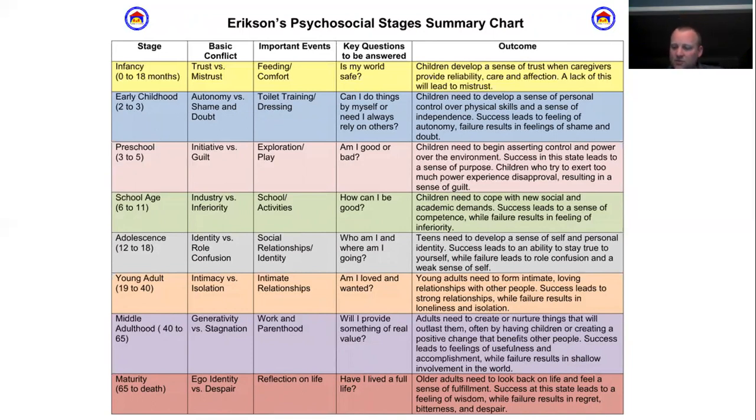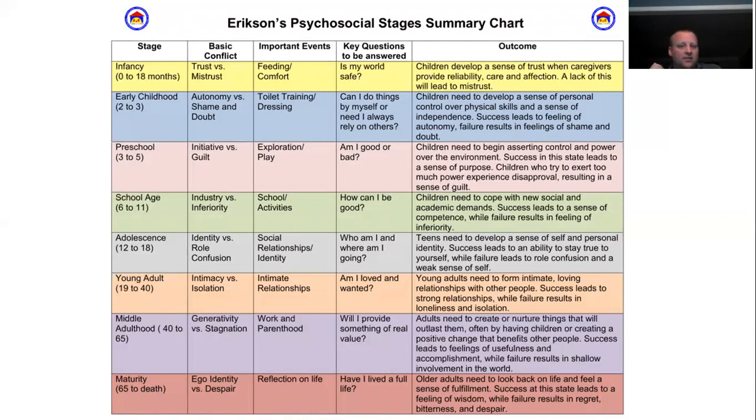This needed to be resolved, or it could become a weakness later on within your life. Now, the chart is there. I gave you the answers on your own sheet. We don't have to go through each of these. Obviously, the first, trust versus mistrust, is very important. The child's needs are supposed to be met. And if the child has their basic needs met and they emerge from this after about 1.5 years with a sense of trust, that should carry with them through life.